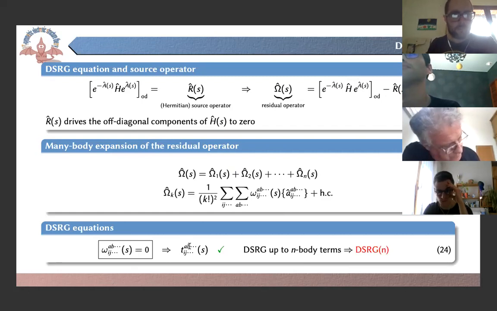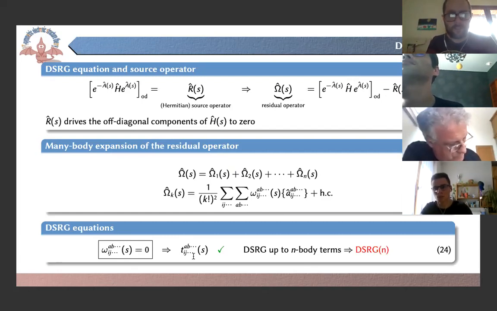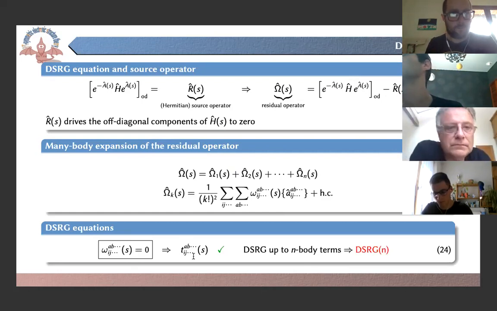And so again, the usual trick, you can truncate the t's to a given order n. So you say I'm stopping at n-body terms, and so it's going to be DSRG n, sorry. And if you truncate to 2 bodies, it's going to be DSRG2. It's basically like CCSD.